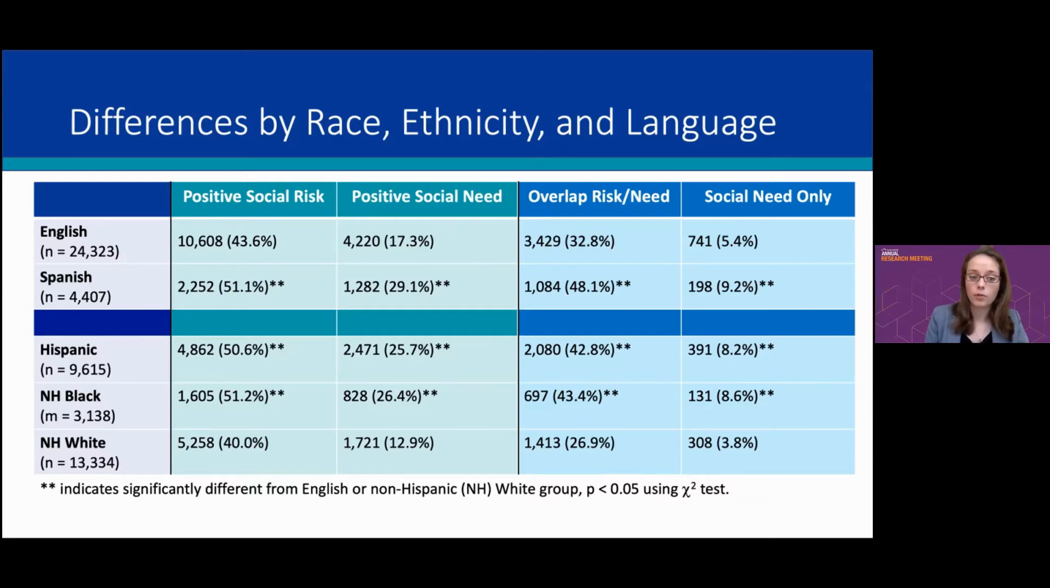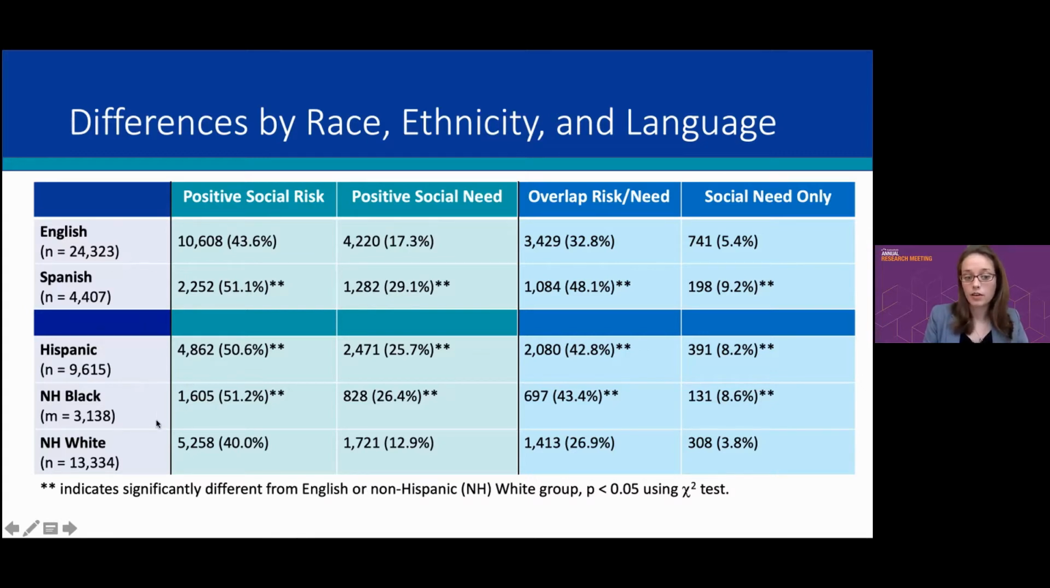Among our 4,407 patients who spoke Spanish, we saw that 51% had a positive social risk, 29% indicated social need, 48% had both, and 9.2% asked for more information or assistance while screening negative for social risk, so had social need only. And this was significantly higher than our 24,323 patients who spoke English.